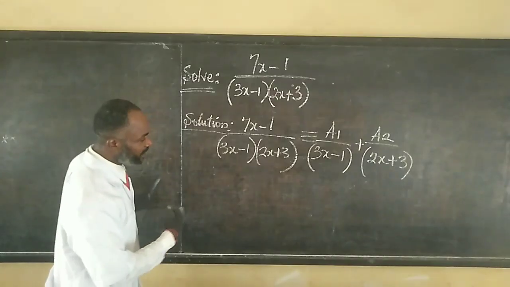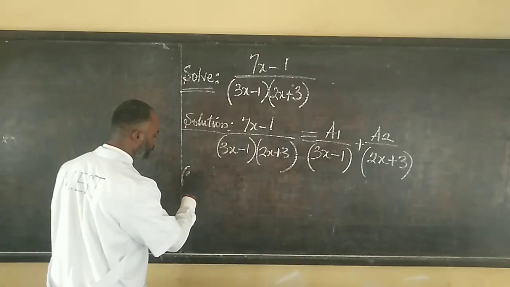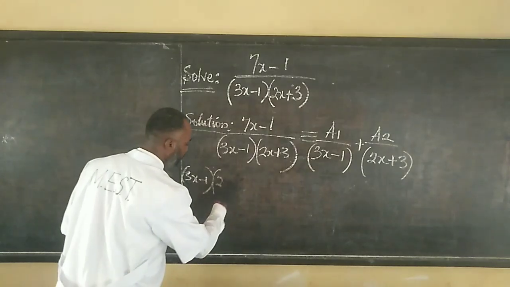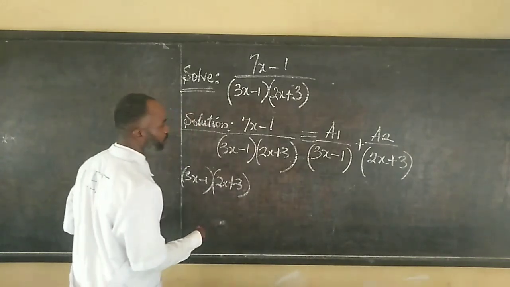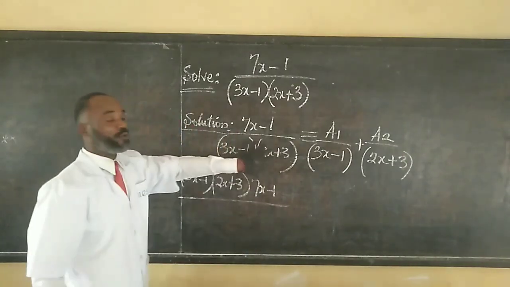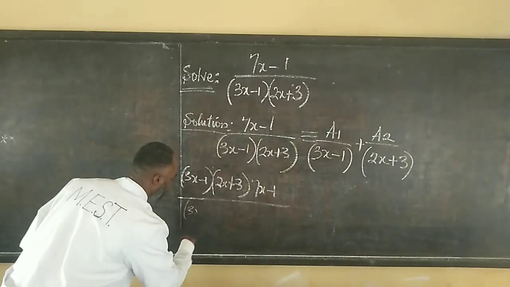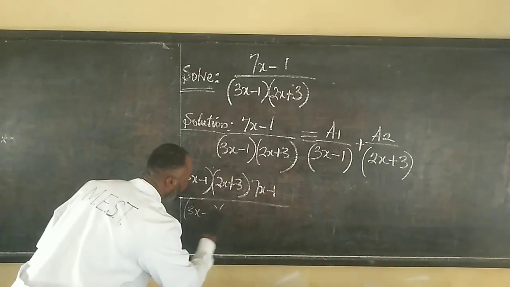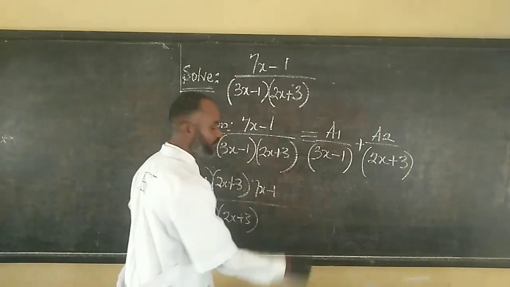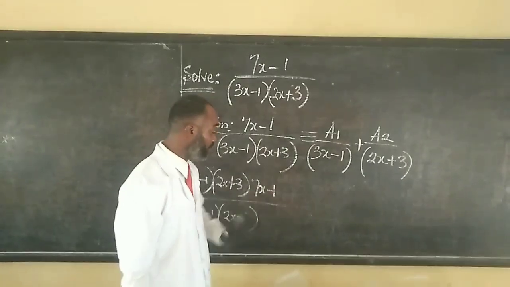We're going to need enough space, so we begin with the left side. This is bracket open 3x minus 1 bracket close, bracket open 2x plus 3 bracket close, before we then have 7x minus 1 all over whatever we have here as the denominator, okay? And we have bracket open 3x minus 1 bracket close, bracket open 2x plus 3 bracket close. Good. We are going to do the same thing on the right side.